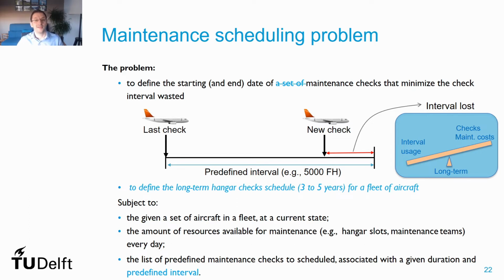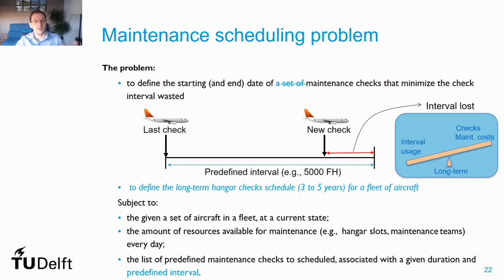The problem consists in defining the starting dates of the maintenance checks in such a way that we minimize the wasted interval associated with each check that we have to schedule. I remove now the part of the description that refers to a given set because we don't have this set being provided to us in the beginning.